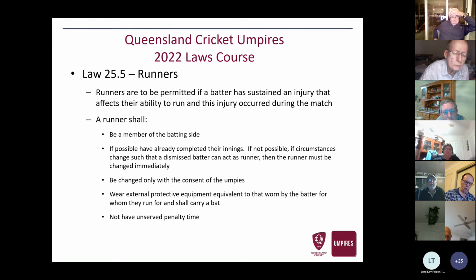But for the purposes of the laws, runners are permitted if the batter has sustained an injury that affects their ability to run, and this injury occurred during the match. So it's not sufficient to rock up on a Saturday with a torn hamstring, going into the match with a torn hamstring and going, it's okay, I'll just get a runner. That's not allowed.